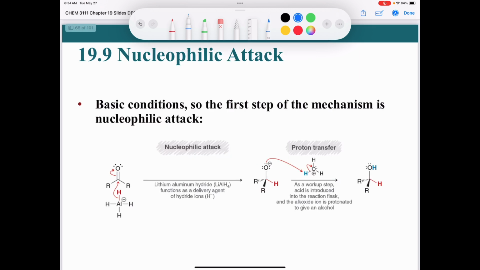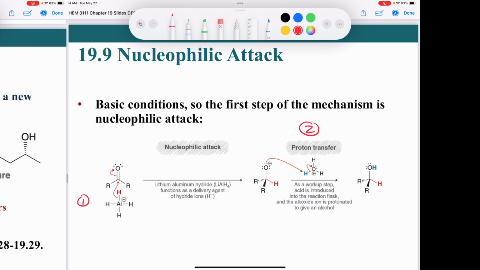And here's the mechanism here, basic conditions. So the first step has to be a nucleophilic attack, not a proton transfer to make an oxonium. So this is lithium aluminum hydride. Step one is going to be your nucleophilic attack. Then you make your alkoxide, which is shown here. And then in step two, you treat it with water or aqueous acid, and it does the proton transfer to give you the alcohol.